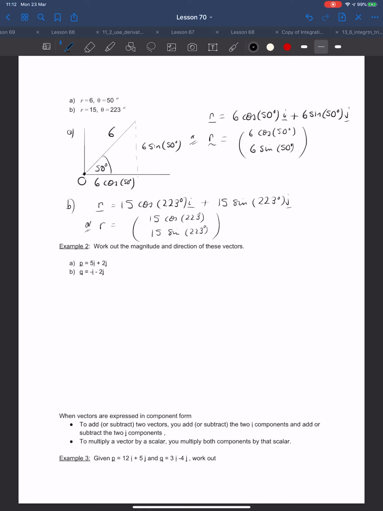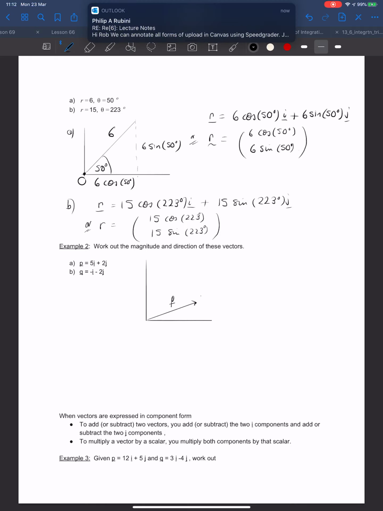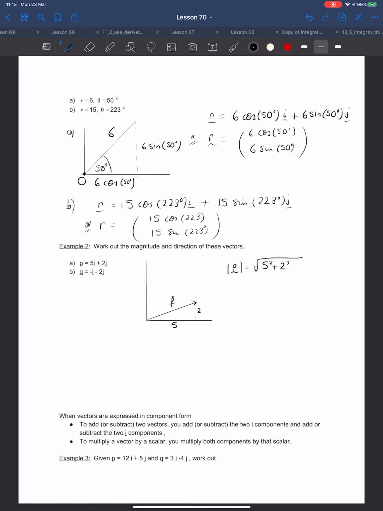Example 2. Work out the magnitude and direction of these vectors. These are the ones where you need to draw the diagram first, when you've got to figure out what the magnitude and direction is. So the first one is 5 across and 2 up. So it's going to look something like this. That's only rough. So this is P, which is 5i plus 2j. So we've got 5 on that side, 2 there. The magnitude of P is the square root of 5 squared plus 2 squared, which is root 29.